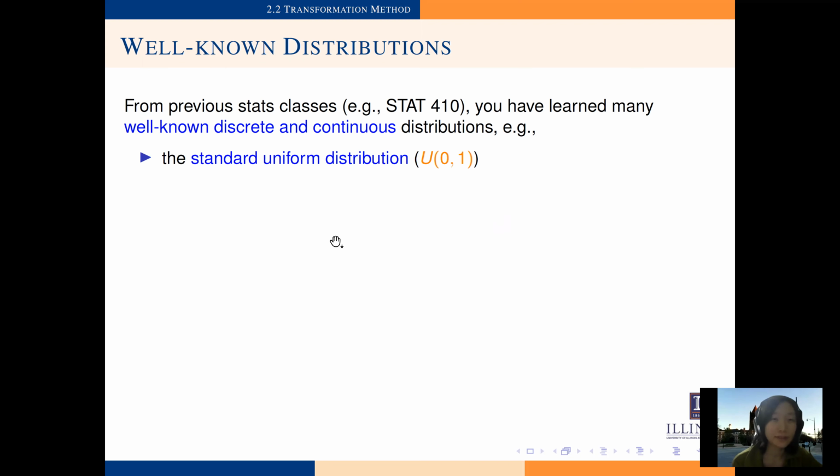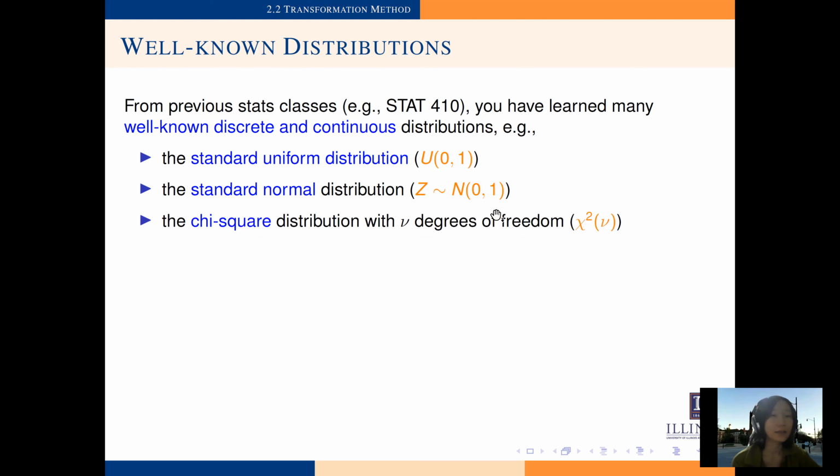For example, the standard uniform distribution, we can denote that by U(0, 1). We have already seen how that can be useful last time. The standard normal distribution, which we usually denote by Z, follows the normal distribution with mean 0 and standard deviation of 1. The chi-square distribution with nu degrees of freedom can be really useful for doing chi-square independence tests. And that can be denoted by chi-square with nu in the parentheses.